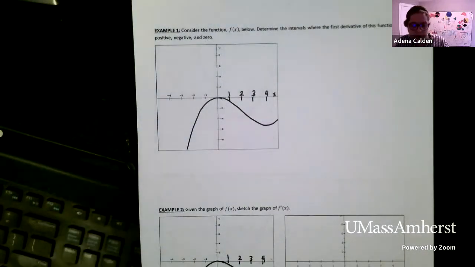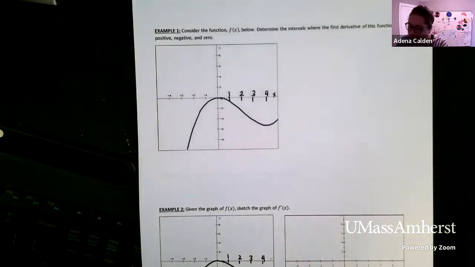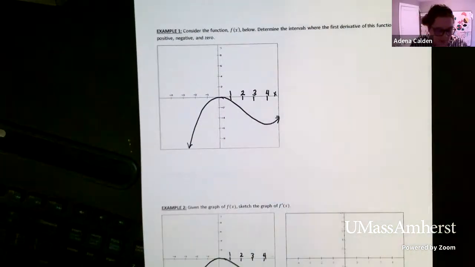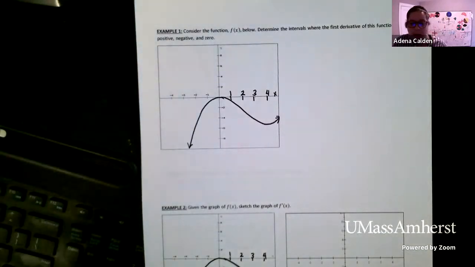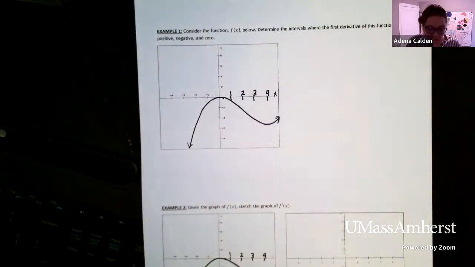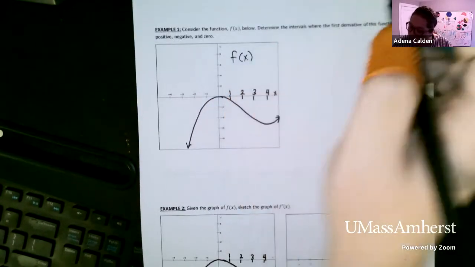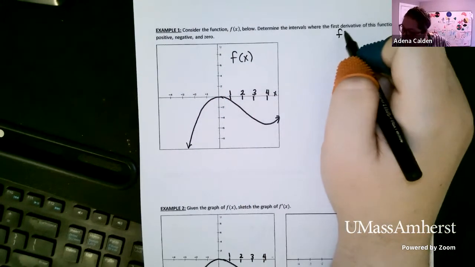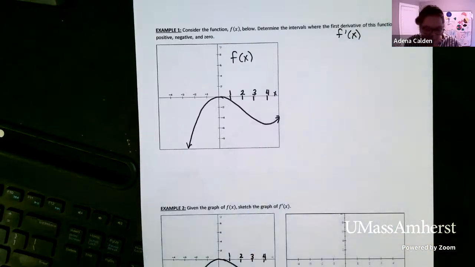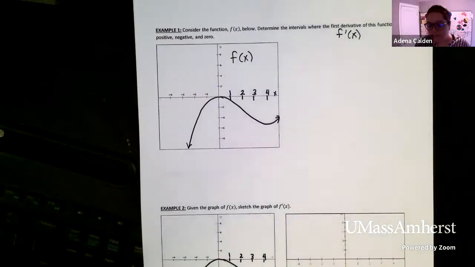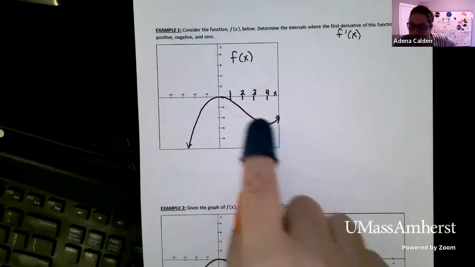Okay, so I want you to assume that this function goes on forever. So put those arrows on there, right? So I want you to think about how we can use the original function f of x to determine where the derivative f prime of x is positive, negative, and 0. And that goes back to those three relationships that we just talked about. So that's the first part.